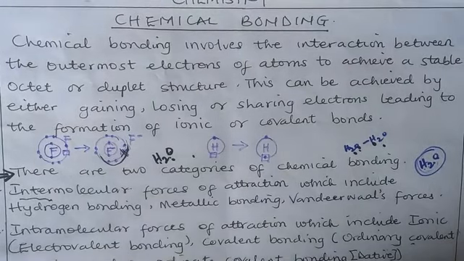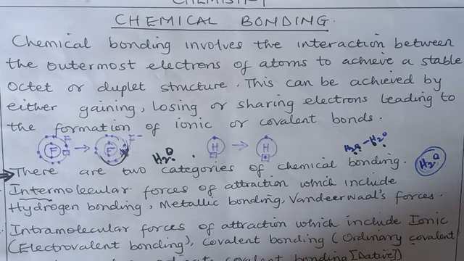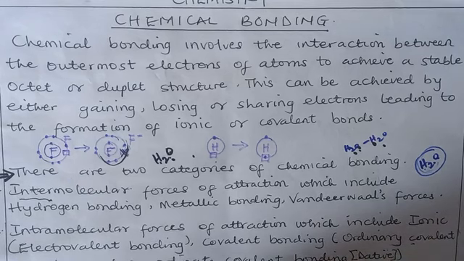Here on this platform, we select topics from the WAEC syllabus and we back them up with past questions. So the topic we are treating today is chemical bonding. Chemical bonding is an important topic in chemistry because it has to do with the interaction between the outermost electrons of atoms to achieve a stable octet or duplet structure. It is the basis with which compounds are formed.